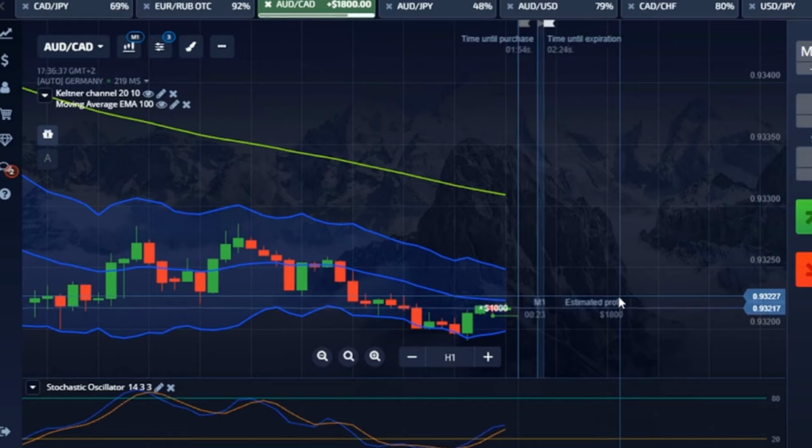When the Keltner channel indicators start to converge and the market is generally falling, it's not a good moment to place either call or put option trades. A few seconds to the end of the trade, and it's all profitable.